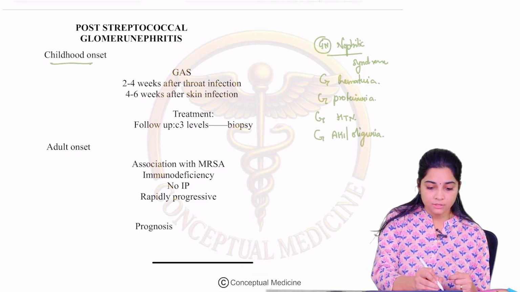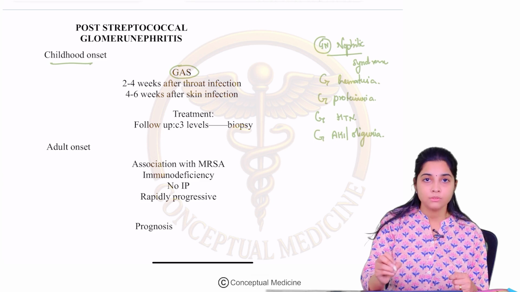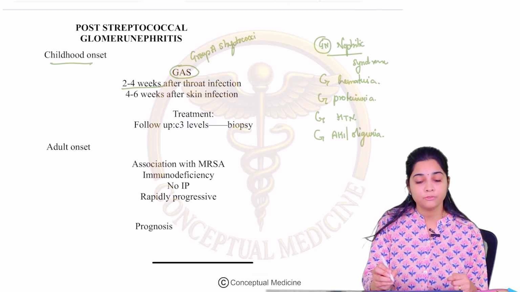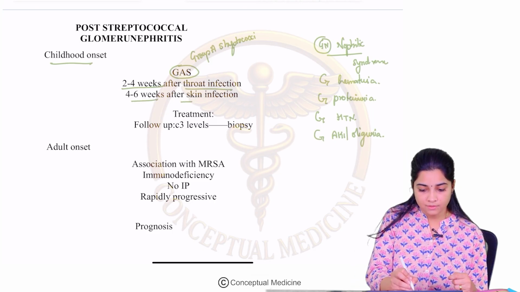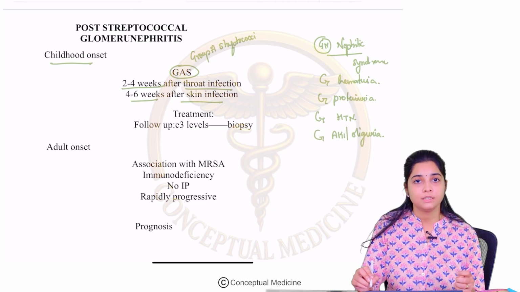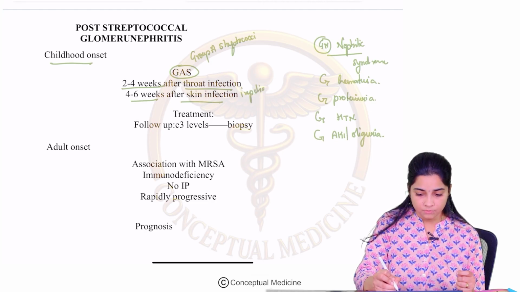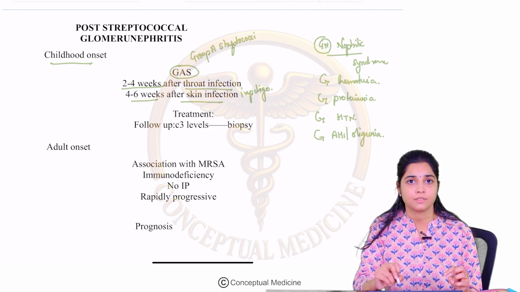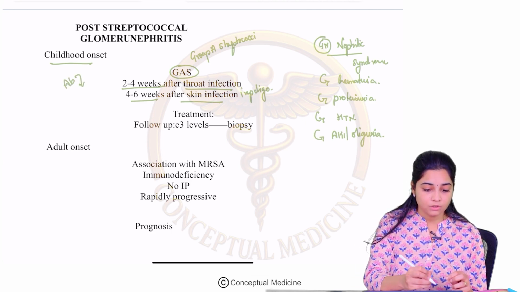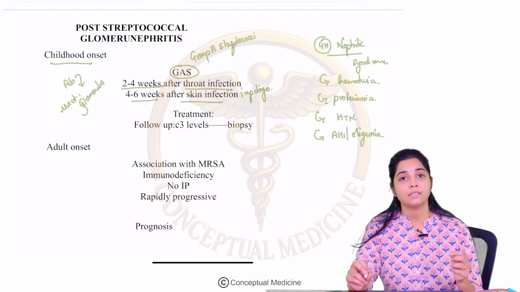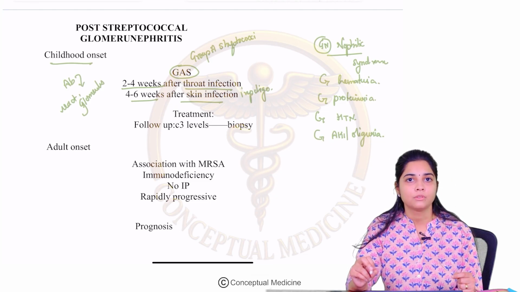Childhood onset PSGN usually occurs due to infection with GAS, group A streptococci. This happens usually 2 to 4 weeks after a throat infection or 4 to 6 weeks after a skin infection, which is nothing but impetigo. Whenever there is an infection, some antibodies are produced to fight against it. But these antibodies are autoreactive and they react against the glomerulus, and that is the reason why you develop post-streptococcal glomerulonephritis.